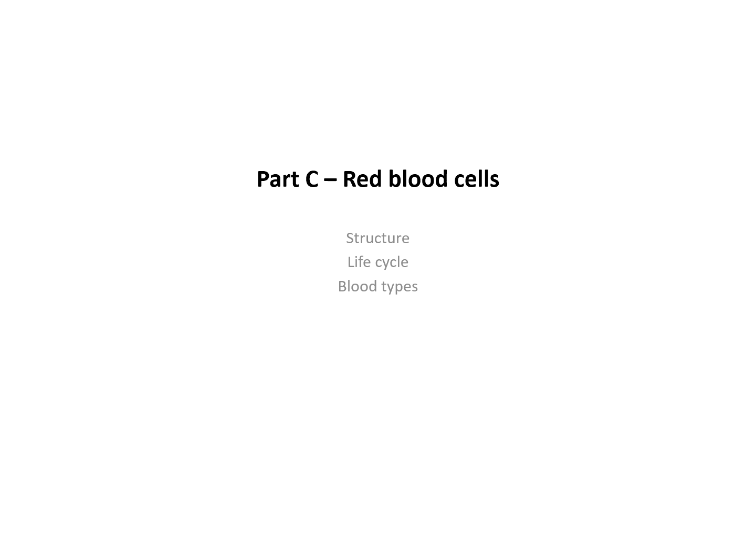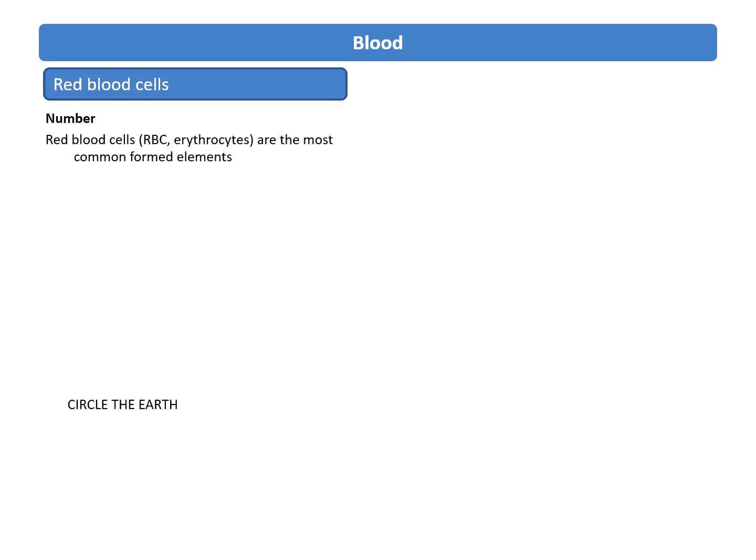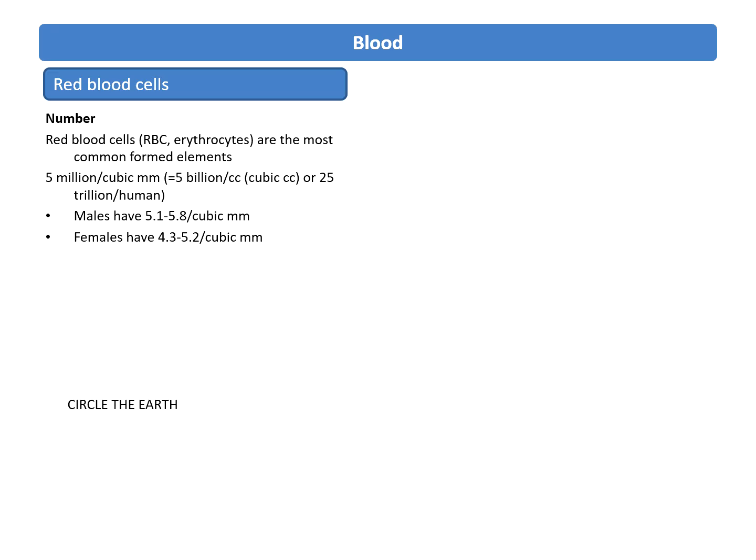Part C: red blood cells, including structure, life cycle, and blood types. Red blood cells are also referred to as RBC or erythrocytes. As we mentioned, they're the most common of the formed elements. Roughly 5 million per cubic millimeter are found in the blood. That amounts to 5 billion per cubic centimeter, or 25 trillion per human.